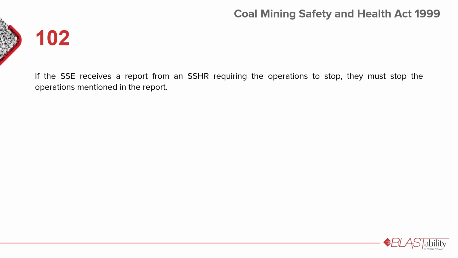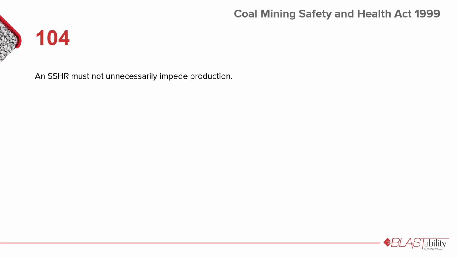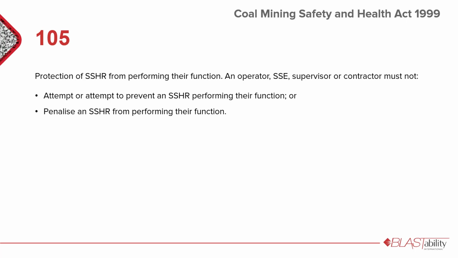102. If the SSE receives a report from an SSHR requiring the operations to stop, they must stop the operations mentioned in the report. 103. SSE not to restart operations until risk at an acceptable level. SSE must not restart operations that have been stopped by an SSHR until the risk is at a reasonable level. 104. An SSHR must not unnecessarily impede production.